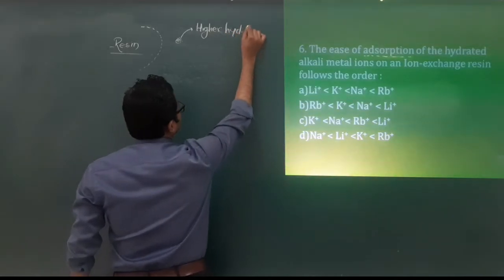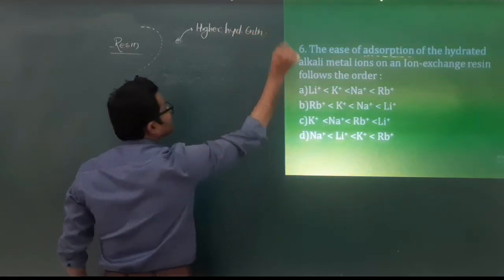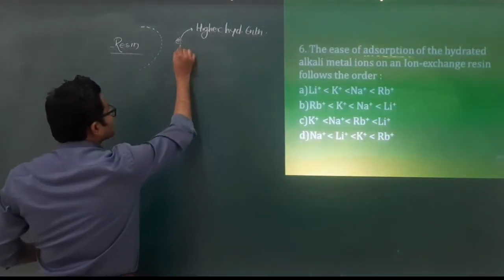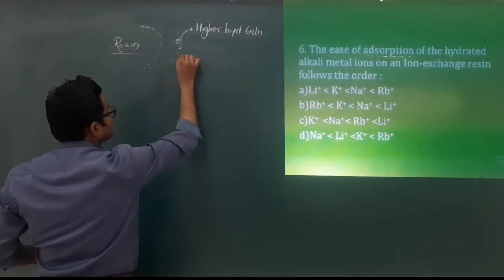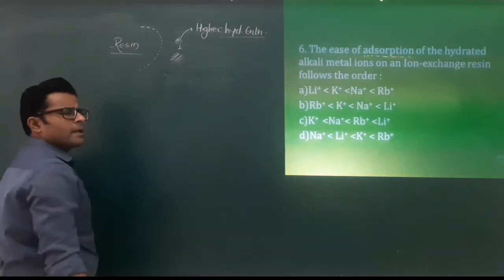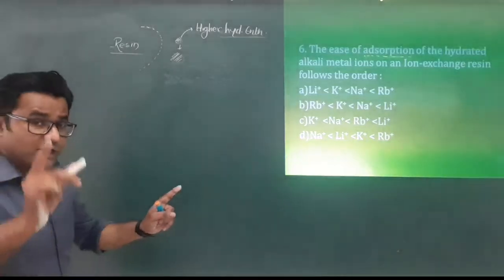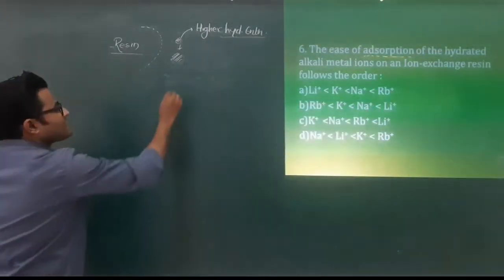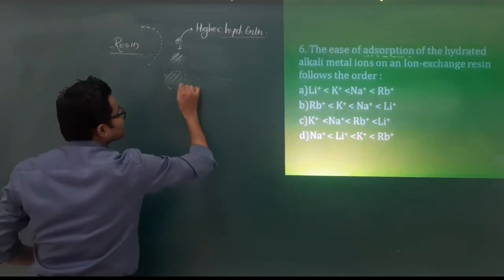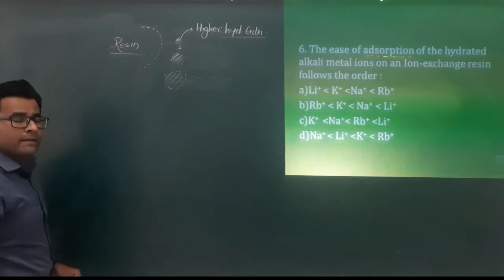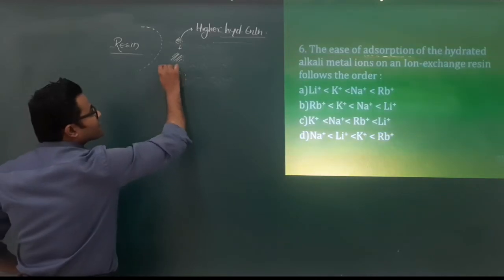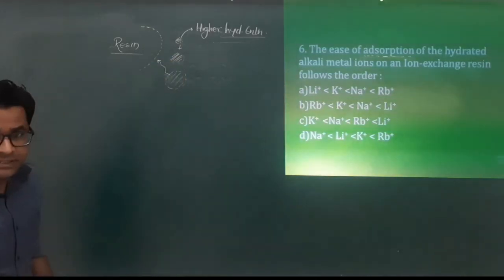hydration enthalpy. Now, as the size of an atom or an ion goes on increasing, it has a direct effect on its hydration enthalpy. That is, the greater the size, the more the hydration enthalpy goes on decreasing. And now, as the hydration enthalpy decreases, the process of adsorption also decreases.